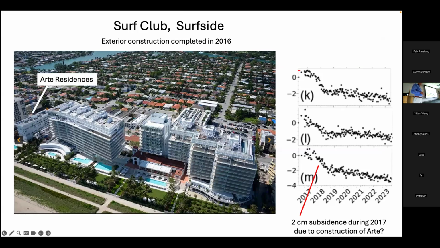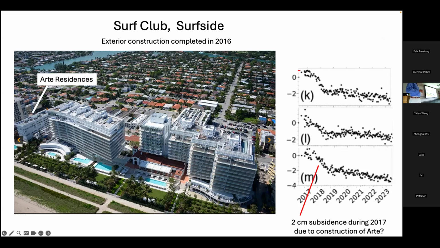It's a historic building, so they didn't get permission to tear it down. It is still standing there, but they built the new structures, 12 stories, on top of it. And this is the signal for this structure. It's a little bit surprising. First, nothing is happening, then significant subsidence, 2 centimeters, and then slowly decaying.